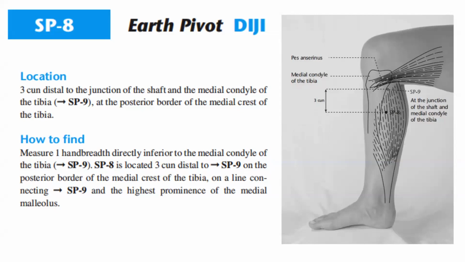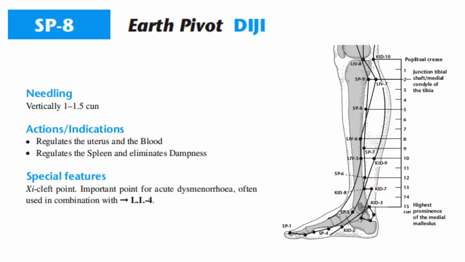First, we measure one hand breadth directly inferior to the medial condyle of the tibia. So this is where spleen 9 is. So spleen 8 is located 3 chun distal to spleen 9 on the posterior border of the medial crest of the tibia, on a line connecting spleen 9 and the highest prominence of the medial malleolus.